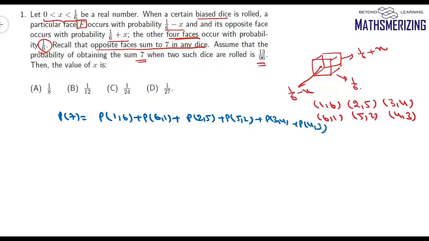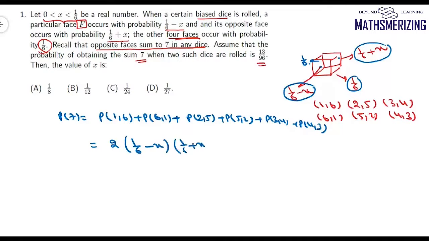Now out of these 6 pairs, there is exactly one pair with these probabilities 1 by 6 minus x and 1 by 6 plus x, and for the remaining 4 pairs it will simply be 1 by 6 and 1 by 6. So I can simply write it as 2 times 1 by 6 minus x into 1 by 6 plus x, and then plus 4 times 1 by 6 into 1 by 6, and they have given that this probability is equal to 13 by 96.